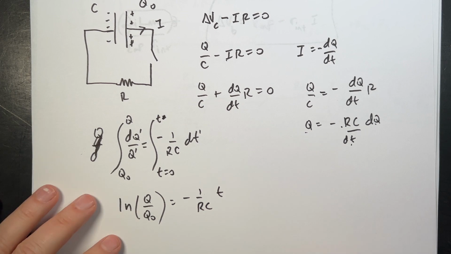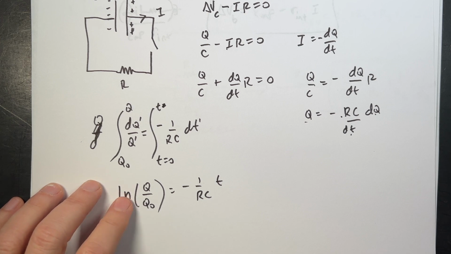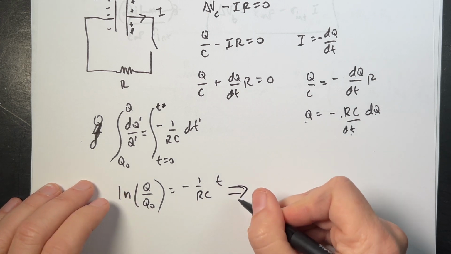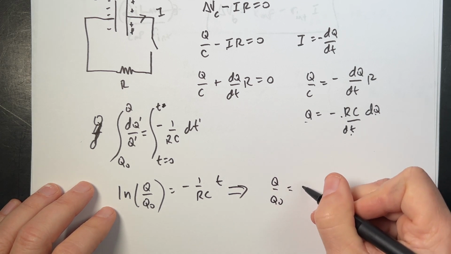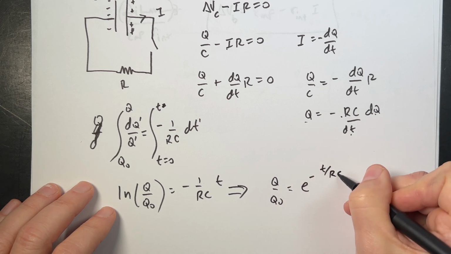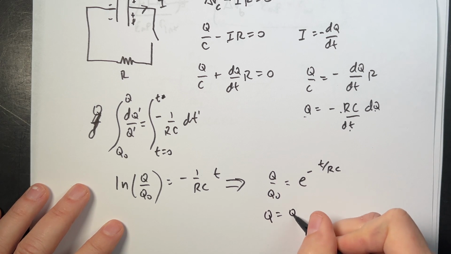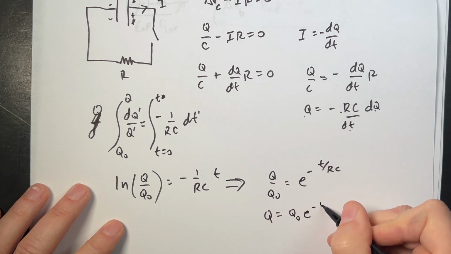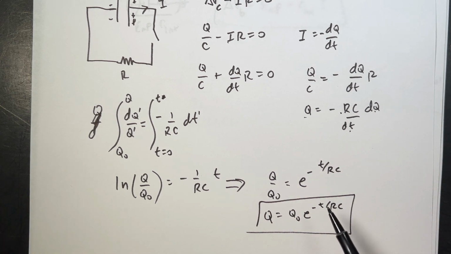So that's my differential equation. Now I can raise each side to the e power and get rid of the natural log. So this gives me Q over Q0 equals e to the negative T over RC. And multiply both sides by Q0. Q equals Q0 e to the negative T over RC. And that is the expression for the charge on the capacitor as a function of time.